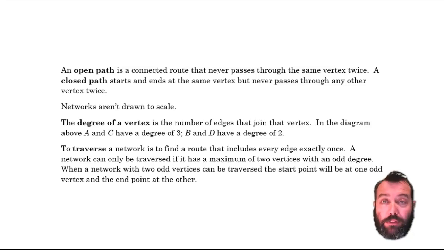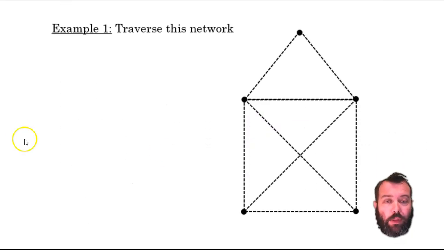Rightio. Now I did promise we'd look at an example, and here we go. You're asked here to traverse this network. The first thing we're going to look at is the degree of every vertex. I have 5 vertices here, 1, 2, 3, 4, 5. The top vertex has a degree of 2. This vertex here has a degree of 4. See, 4 lines coming out of that. The one here at the bottom has 3, and this is symmetrical, so this one is 3 and this one is 4.